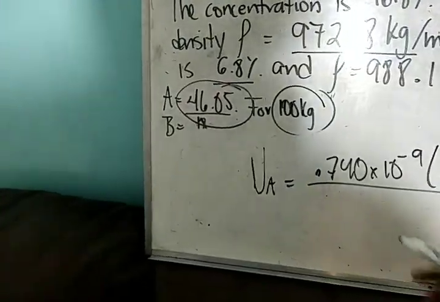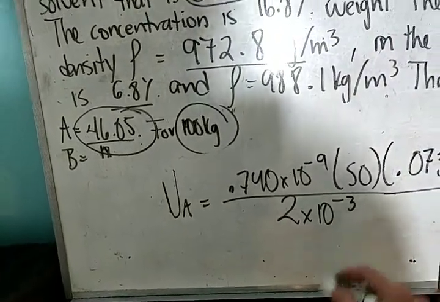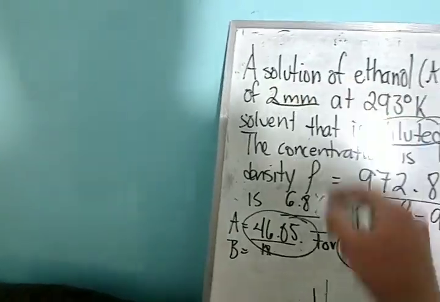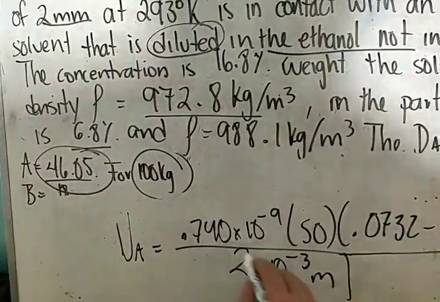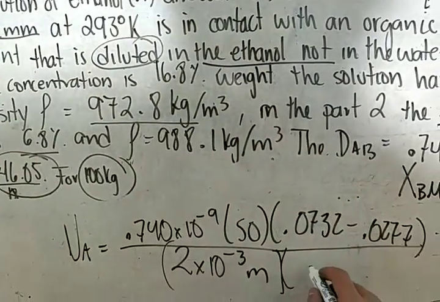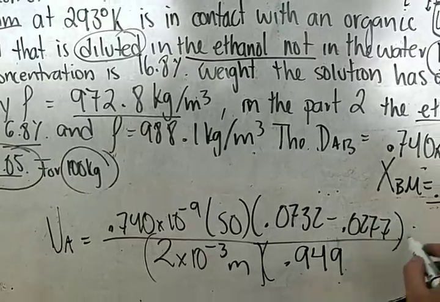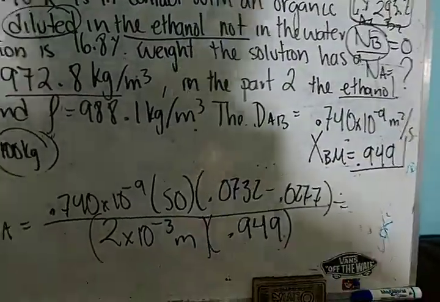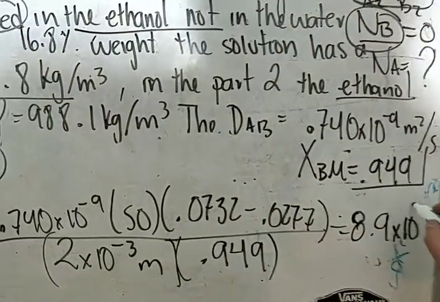Also, we have the distance. The distance that we have is, we're transforming. This one is in meters, and the one that we have here is in millimeters, so we're only transforming. And we're going to multiply by the xbm. This one is going to give us a result of 8.9 to the minus 7.